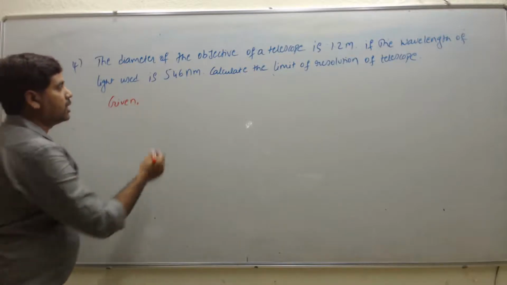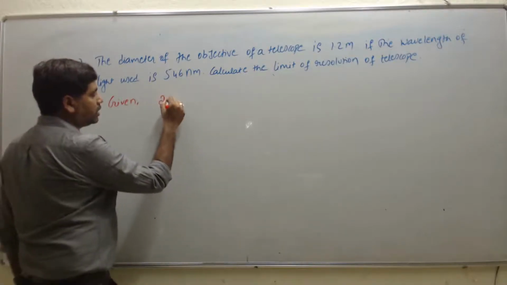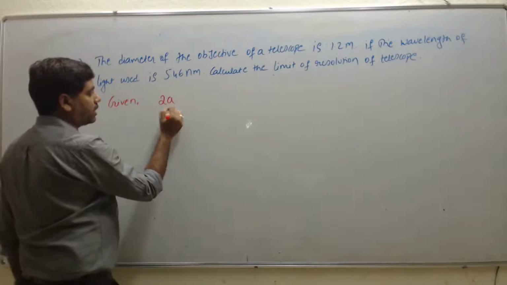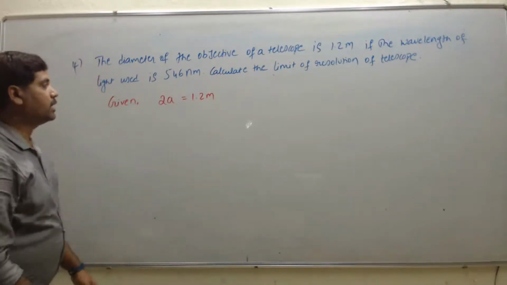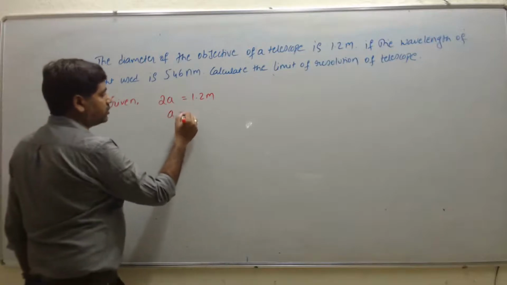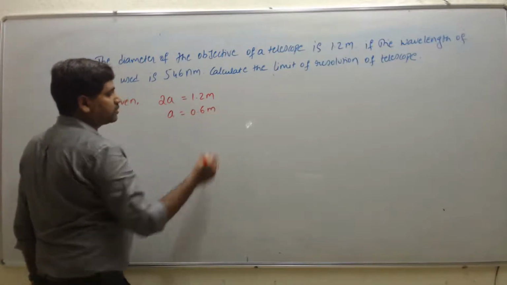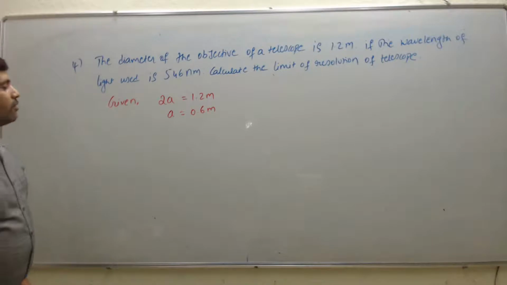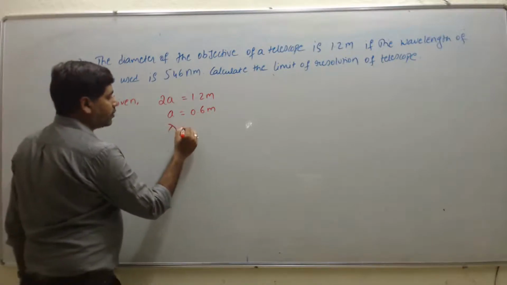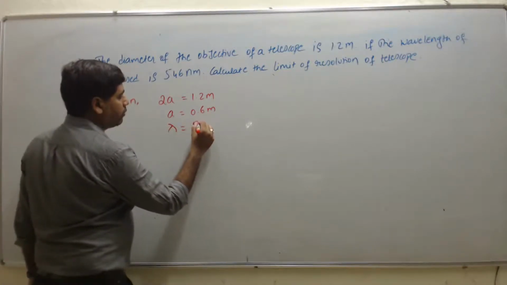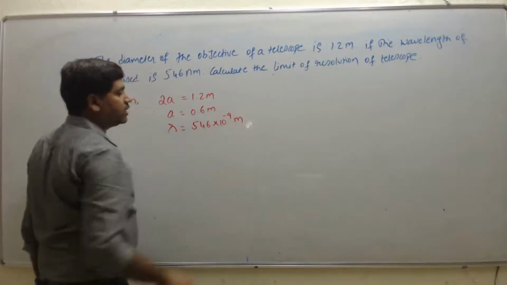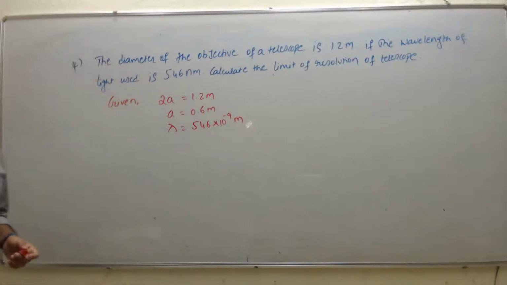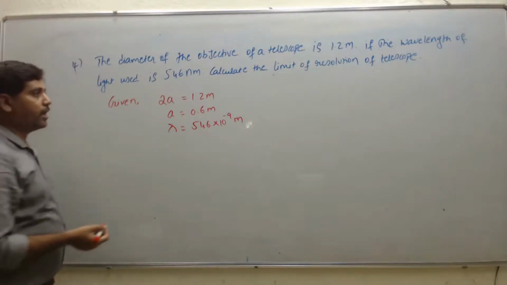So given is the diameter of the objective. In case of a telescope, we take that as 2a, which equals 1.2 meter. Then a is equal to 0.6 meter. Next, the wavelength of the light used is given as lambda equals 546 nanometer, that is 546 into 10 to the power of minus 9 meter. We need to find the limit of resolution of a telescope.